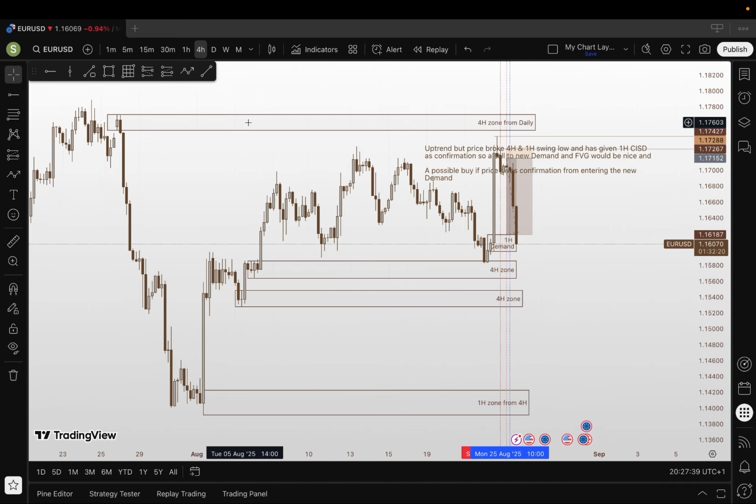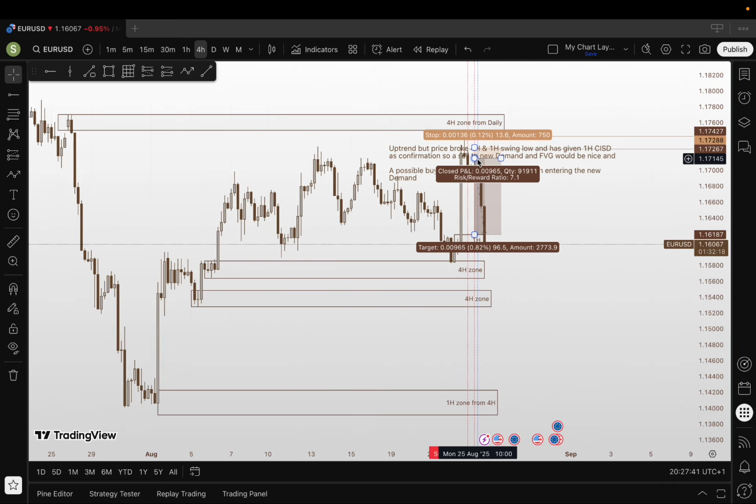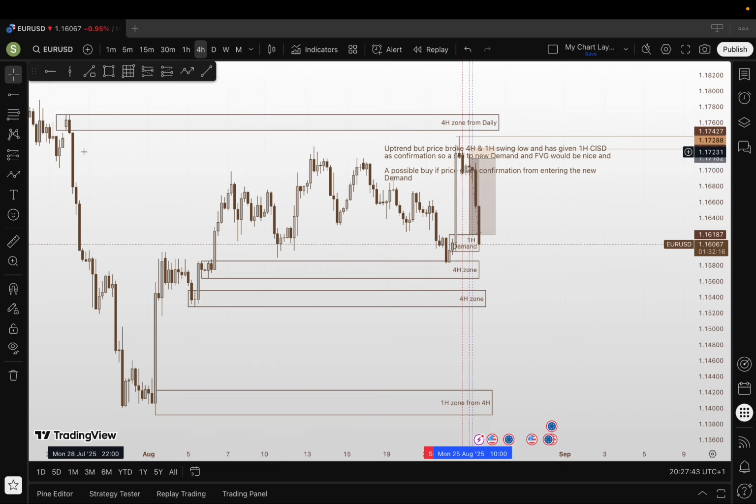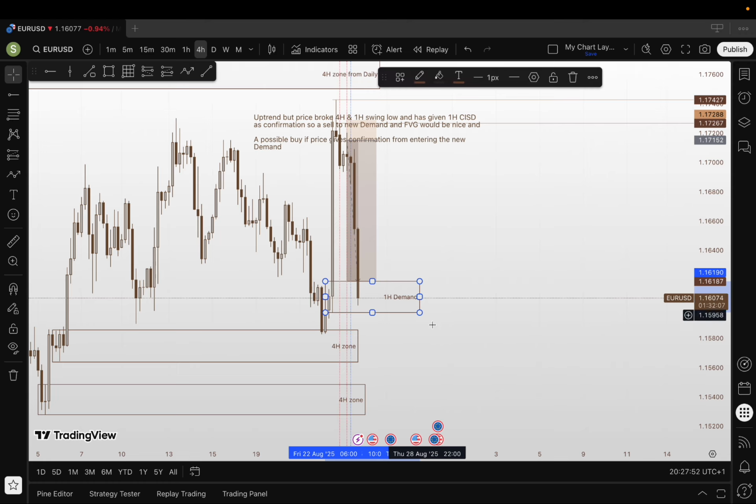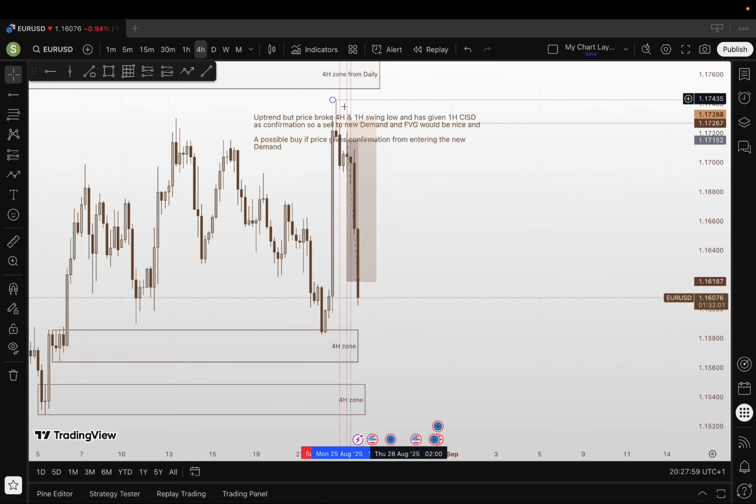So this is the 4 hour supply zone within that daily supply that I showed you. Daily supply started here. This is the 4 hour supply within it because it still had fair value gap. I want the price to go there and then come into this demand zone. This is a 1 hour demand zone within a 4 hour demand zone. On the 4 hour, the demand zone will start from here. Yeah, but I refined it to the 1 hour.